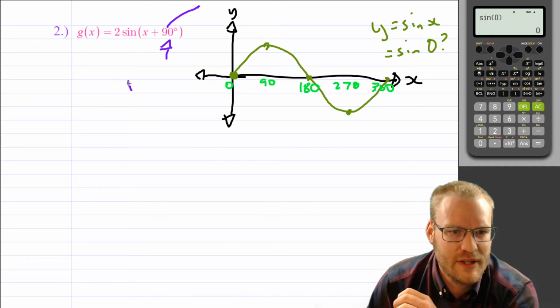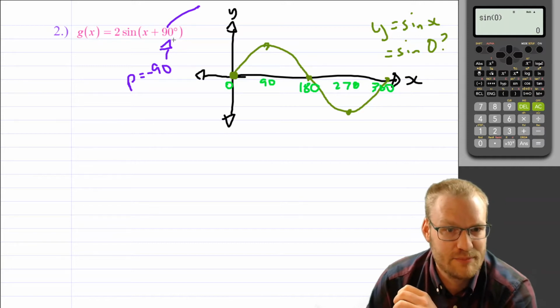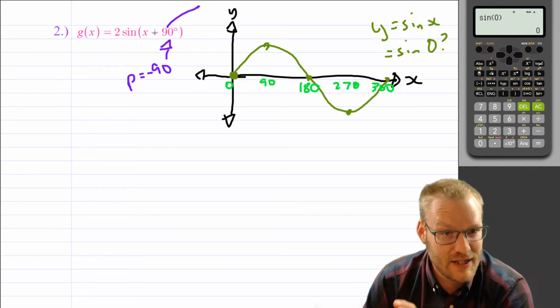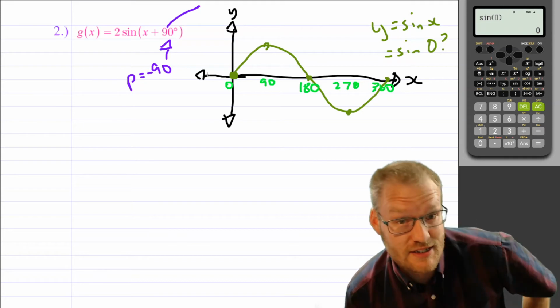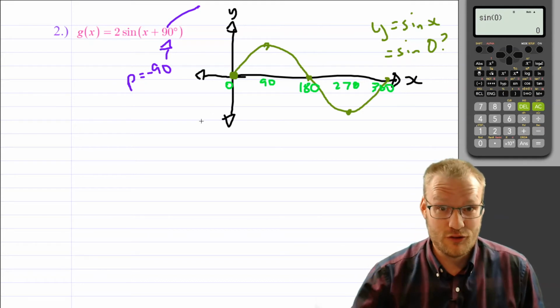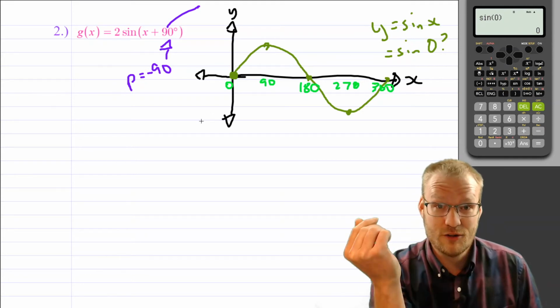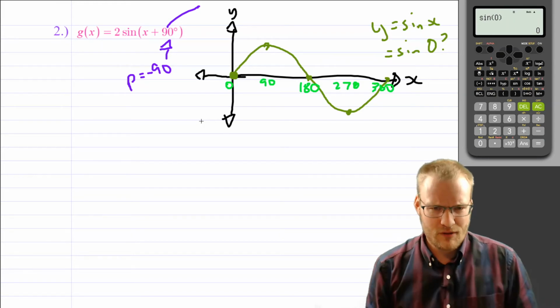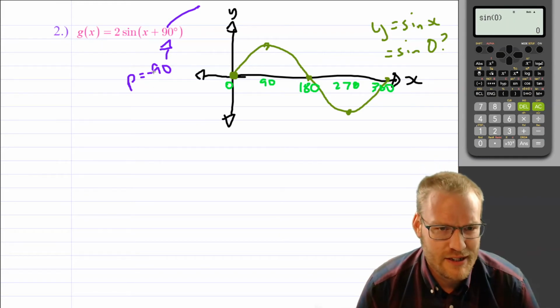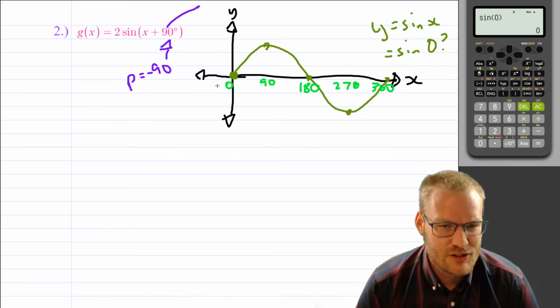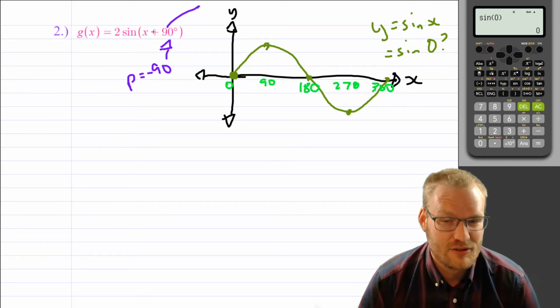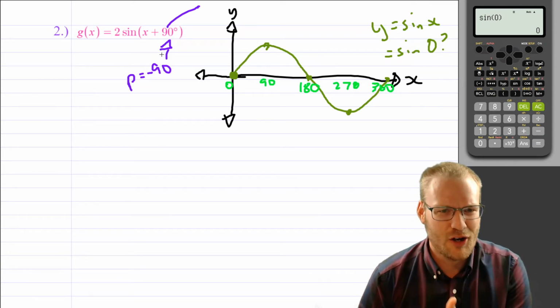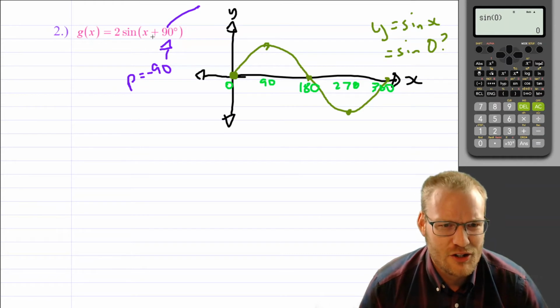So our p-value here is negative 90. Remember, it's x minus p. But it looks like x plus 90. Well, it is x plus 90. So a question, is it going to move left or is it going to move right? Well, the negative 90 means that it's going to move left. The plus here, it's almost like it's going to do the opposite. So it's going to move left by 90.